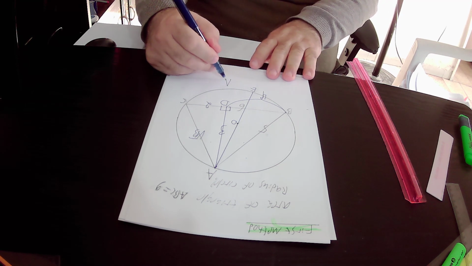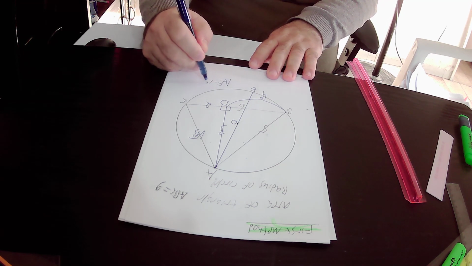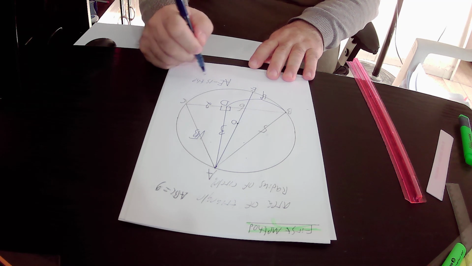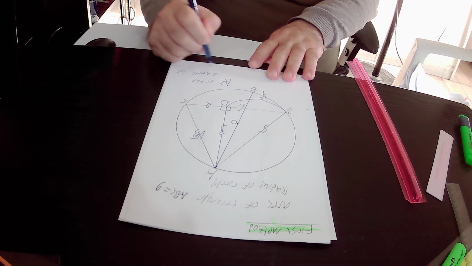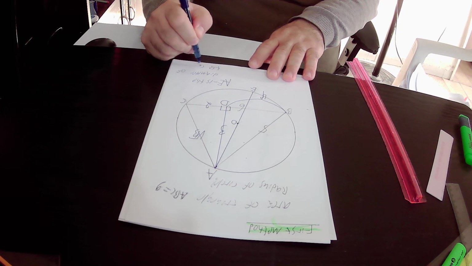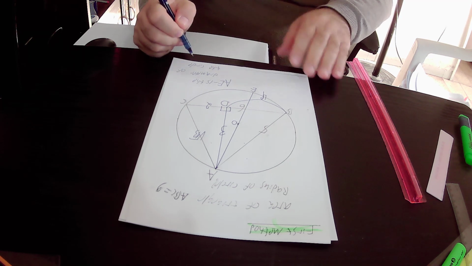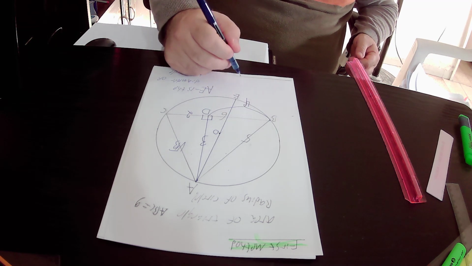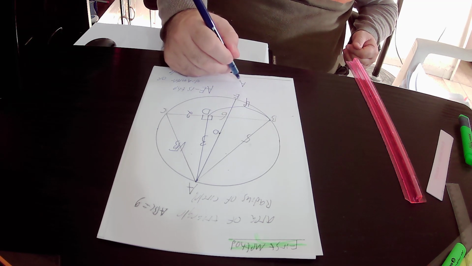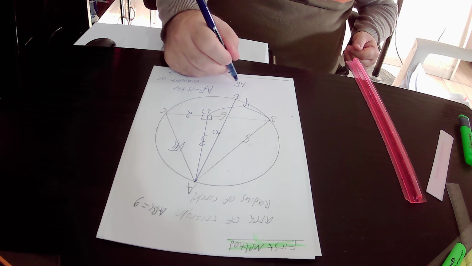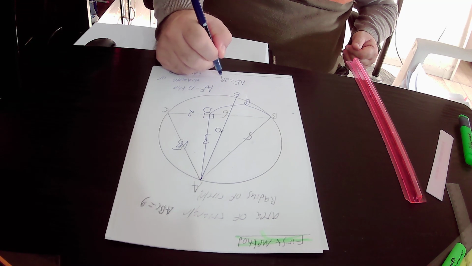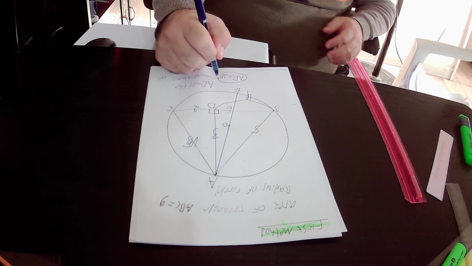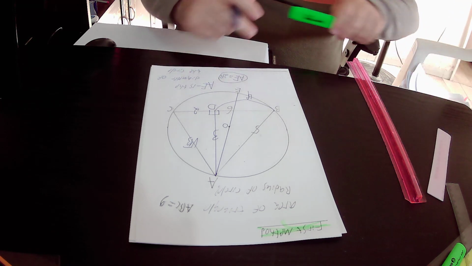So AE is the diameter of the circle. So if we define the radius of this circle as capital R, then the diameter AE will be twice as long as the radius. That is to say, AE will be equal to 2 times capital R. Okay.